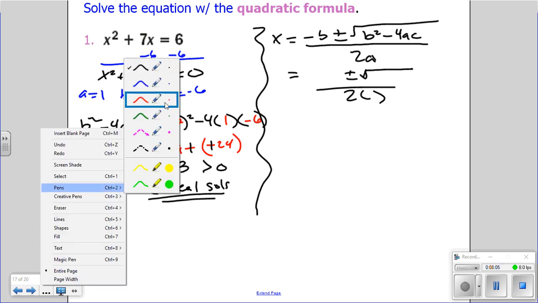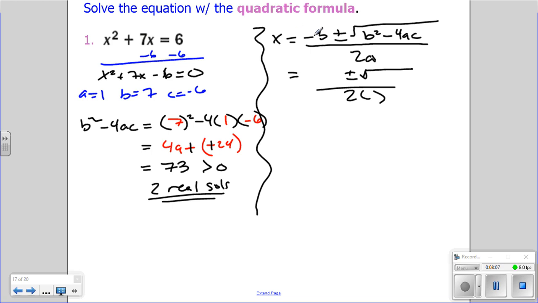All right, now let's put everything in place. So the first thing I need to write is opposite of b. B is 7, so opposite of that is negative 7. The discriminant goes under the root. That was 73. And then I need to add 1 down below with the 2. So now I would multiply 2 and 1. So I would have negative 7 plus or minus the square root of 73 divided by 2.